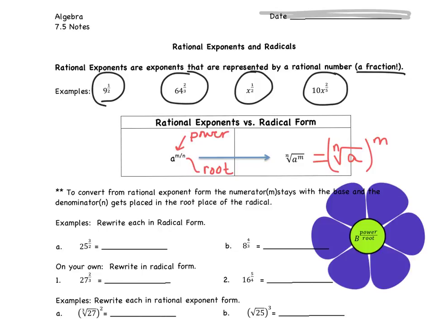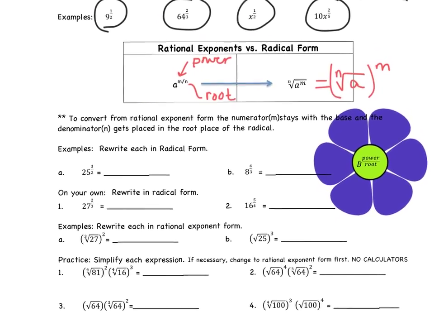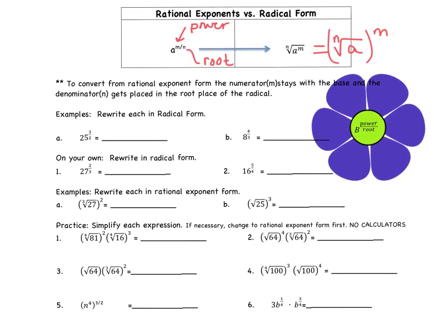So the root is always on the bottom. Think of it kind of being in the ground, and then the power is pretty powerful, so it's going to be on the top. To convert from a rational exponent, the numerator stays in the base and the denominator gets placed at the root of the radical. So we're just going to do some examples of writing it in radical form. Again, remember that 3 becomes the power and that 2 is the root.